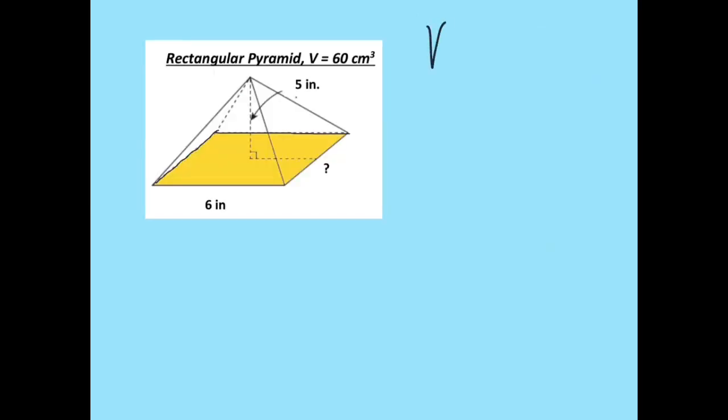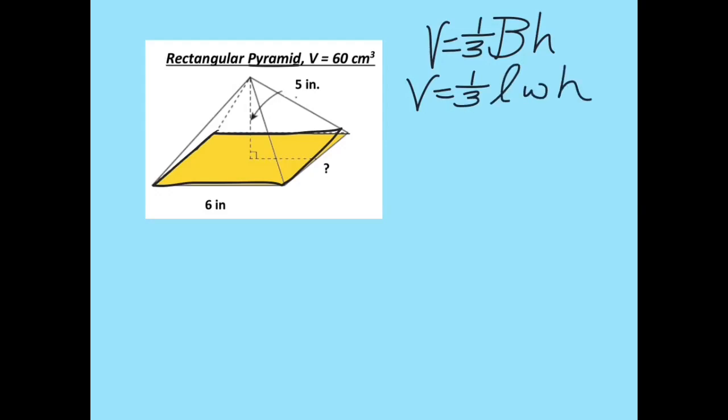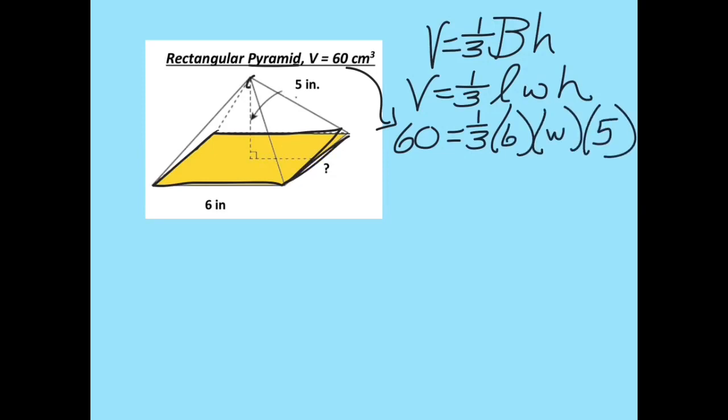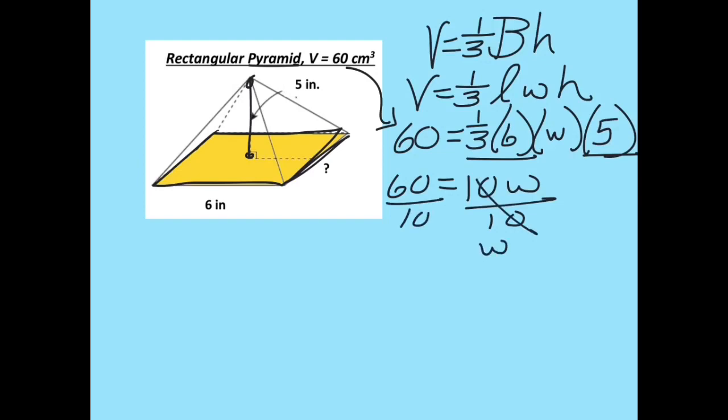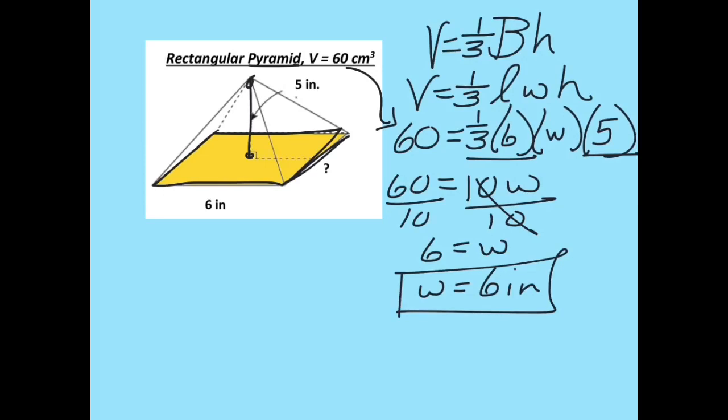This is a rectangular pyramid, so the base is a rectangle, but it's a pyramid, so we start with 1/3 big BH. We're going to replace the B with length times width. Our substitution step, 60 equals 1/3 times 6 times whatever W is, times our height of 5. Simplifying the right-hand side, 6 times 5 is 30, a third of that is 10. So 60 equals 10W, divide by 10 on both sides, so our width is 6 inches.